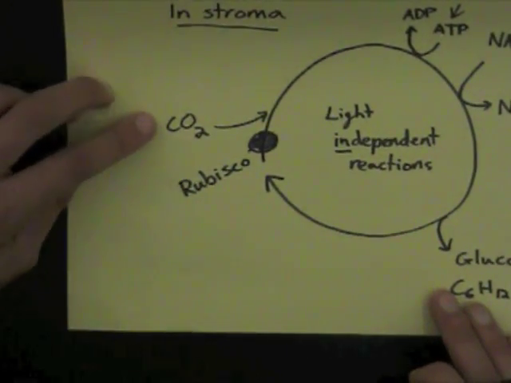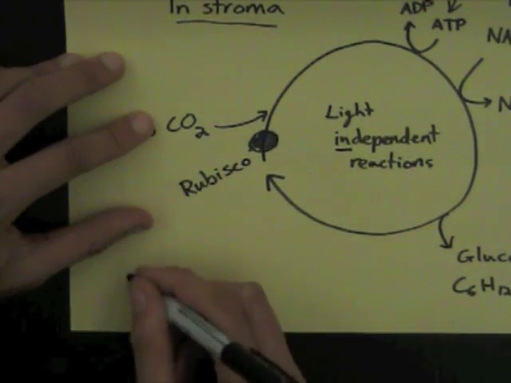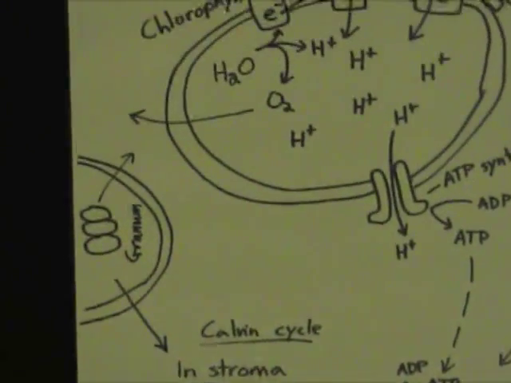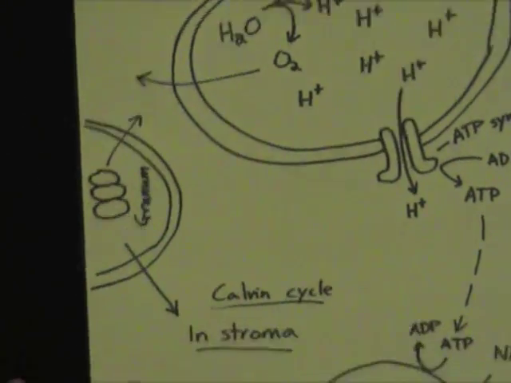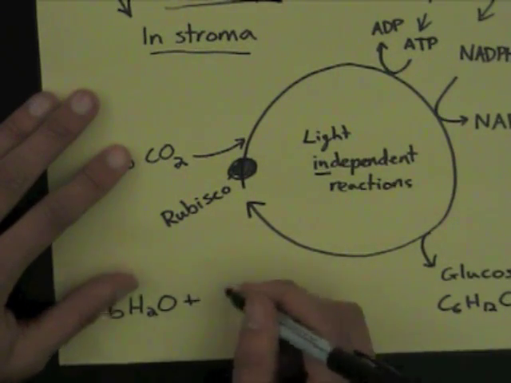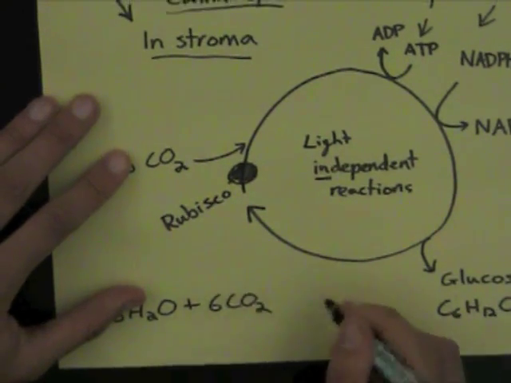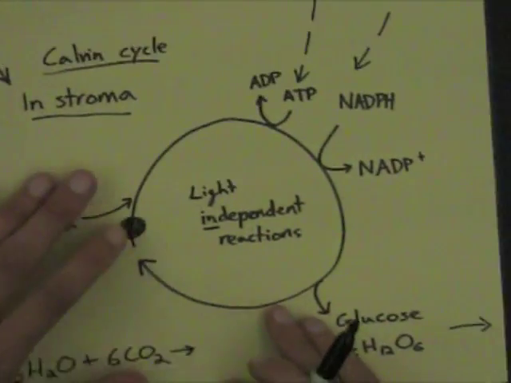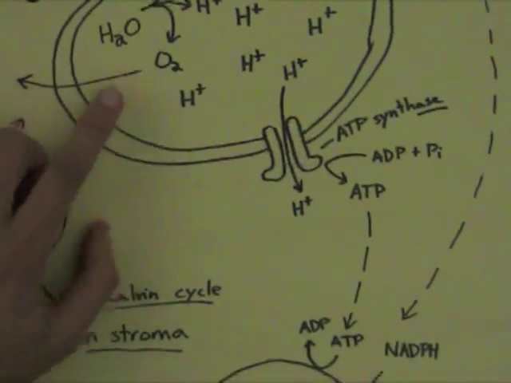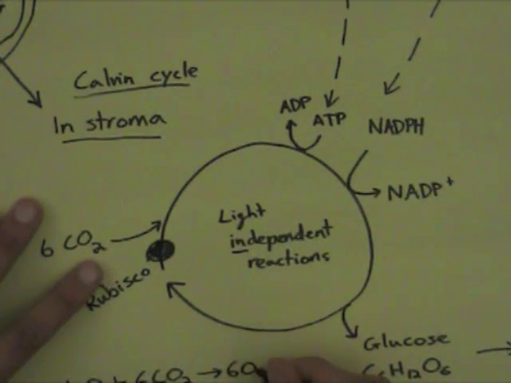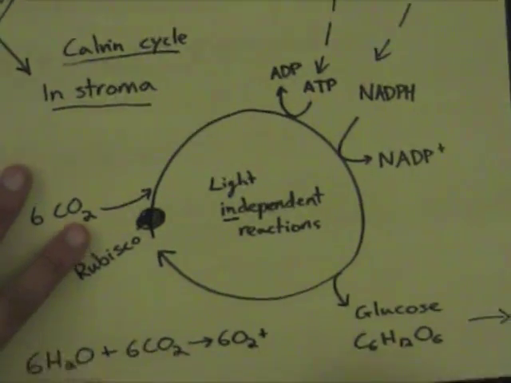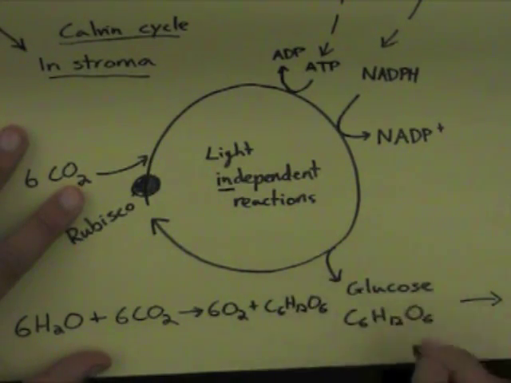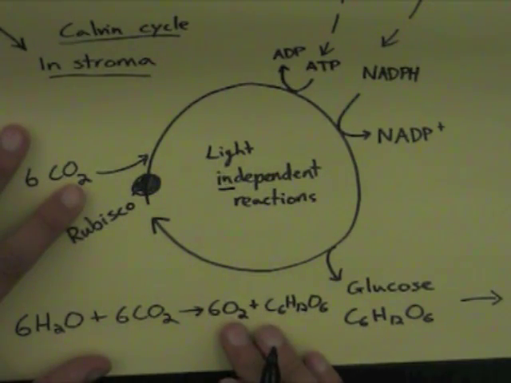Let's remember, our balanced chemical equation for photosynthesis is 6H2O, that was being used here, plus 6 carbon dioxide, that's from right here, produce 6 molecules of oxygen and our glucose molecule, C6H12O6. That's the balanced equation for photosynthesis.